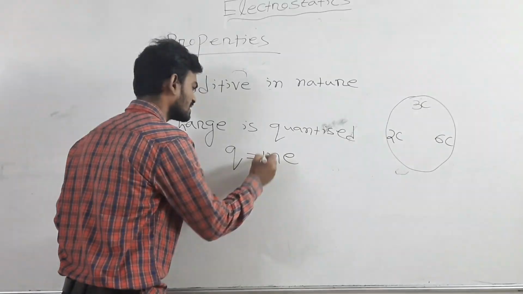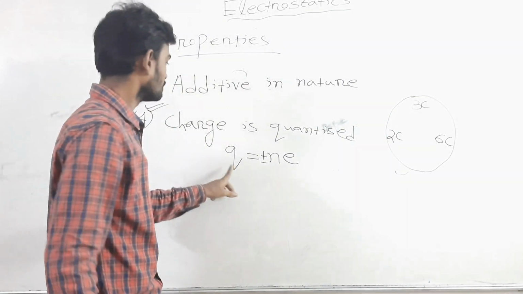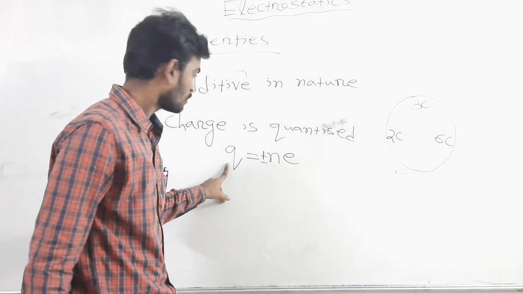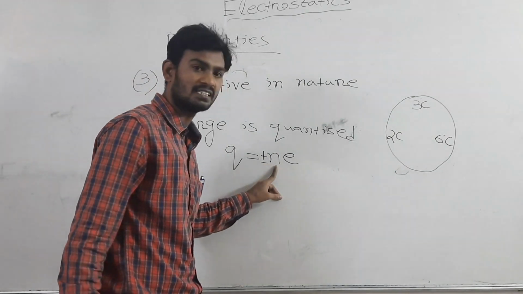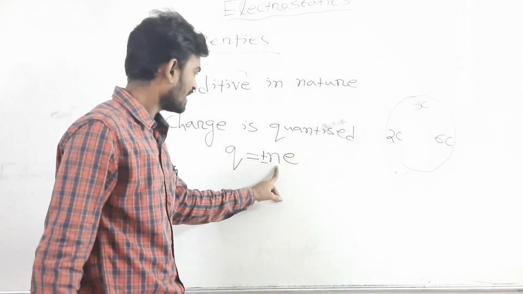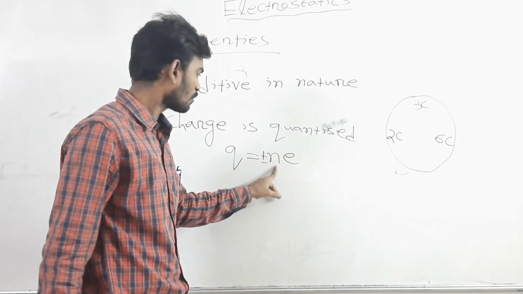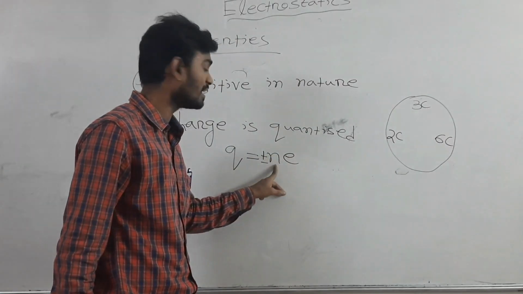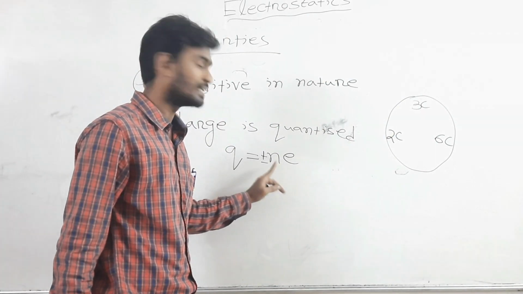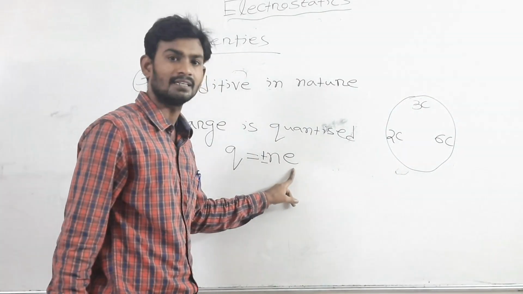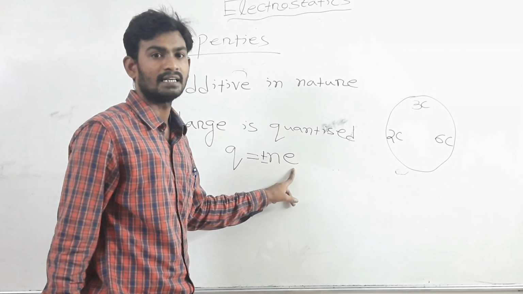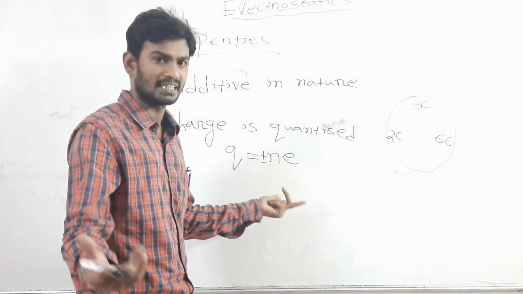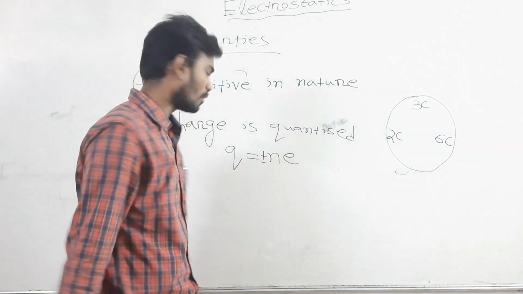plus or minus n e. What is this? Q is the total charge of an object, n is an integer, or the number of elementary charges, and e is the charge of an elementary charge. Elementary charge means the charge of an electron or proton.